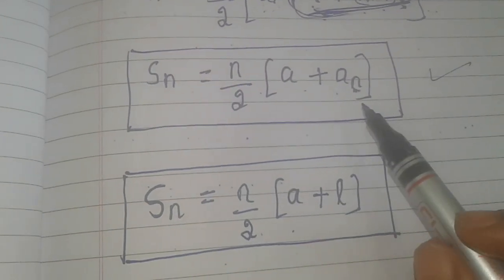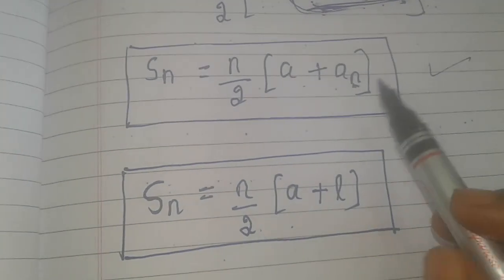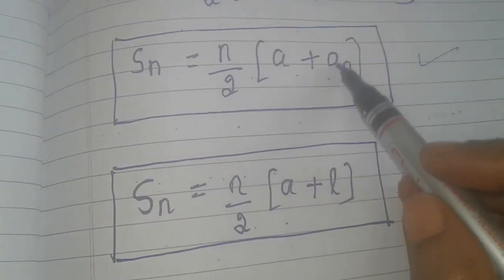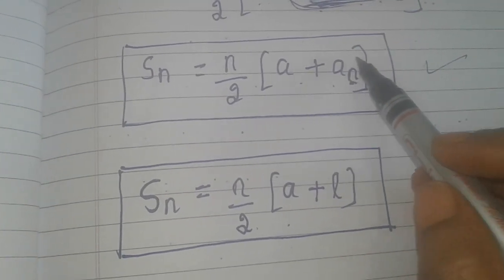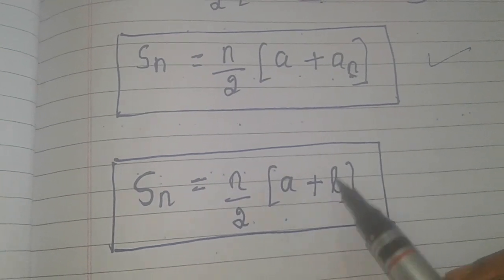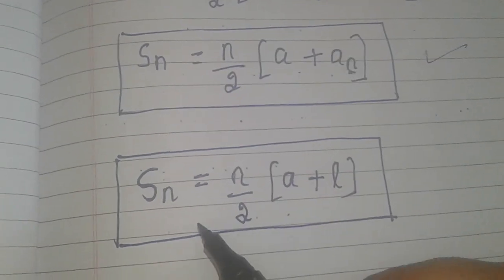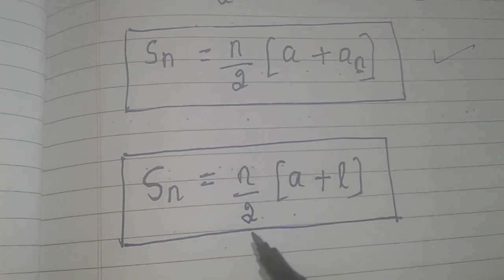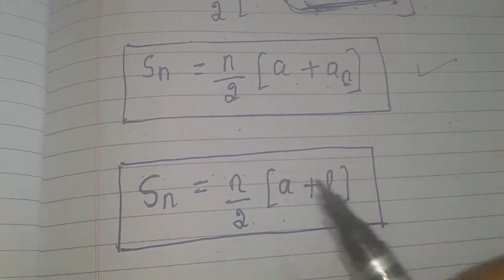Alternatively, you can write it again this way: an is nothing but the nth term, which sometimes we also call L, that is the last term. So it can be replaced by L. Sn equals n by 2 into a plus L.